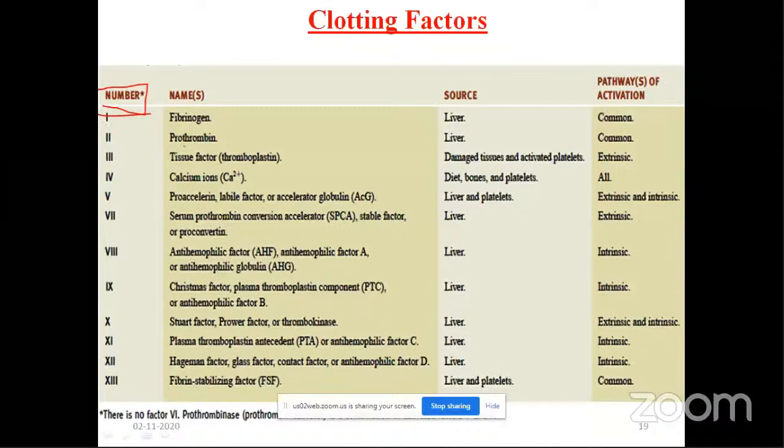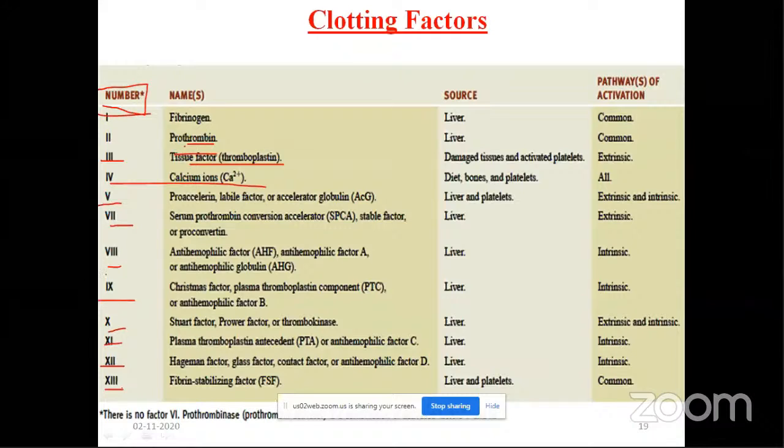Factor number 2 is prothrombin. Then tissue trauma leads to the formation of tissue factor or thromboplastin. It is called factor number 3. Then at every step, as I told you, calcium is required for clotting of blood, and that is factor number 4. Now we come to special names and the special factors. Factor 5, factor 7, factor 8, factor 9, factor 10, factor 11, 12 and 13. Factor 13, as already told you, is involved in the last step. It is called fibrin stabilizing factor or FSF.